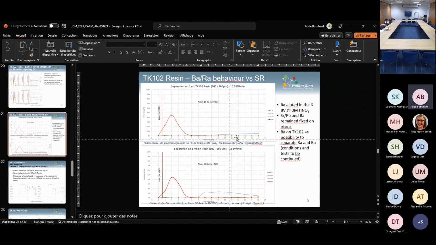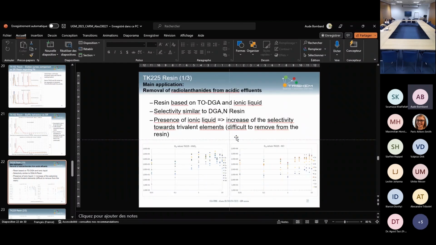The next and the last new resin is the TK225 resin. Its main application is the removal of the radiolanthanides from acidic effluents. So this resin is again based on the TODGA and the ionic liquid. The selectivity is very similar to the DGA resin, and the presence of the ionic liquid is really highly increasing the selectivity towards the trivalent elements. And it's becoming very difficult to remove them from the resin. So here, I hope on the screen it's easy to read.